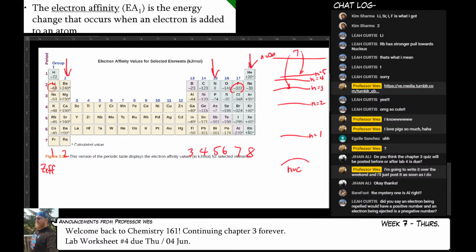Now, there are some exceptions, as you're seeing over here. Like in the middle here of the periodic table, it doesn't look like many of these numbers make sense. And that's okay. We're not going to worry about these too much. But let's talk about these exceptions. Why are columns 2, 5, and 8 unlikely to take electrons?